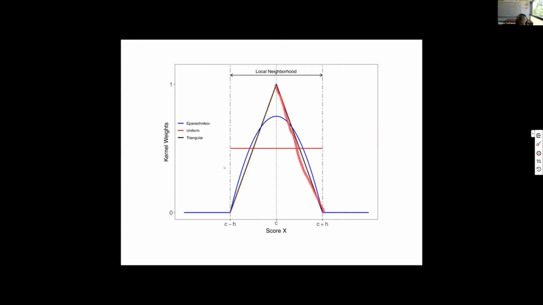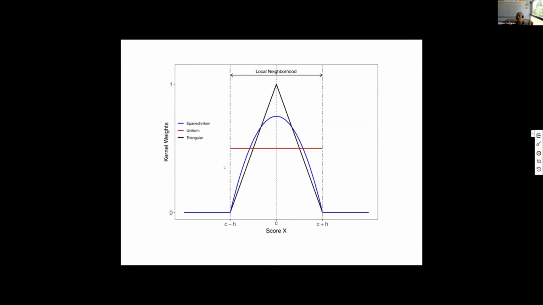So this kernel is a weighting scheme that downweights observations as they are placed away from the cutoff in terms of their score. They are downweighted linearly, right? You can also downweight them quadratically, and that is typically called the Epanechnikov kernel. Or we may choose not to weight or downweight observations at all, and that is typically called the uniform kernel. The uniform kernel is going to resemble a traditional least squares regression, because all observations get equal weight.